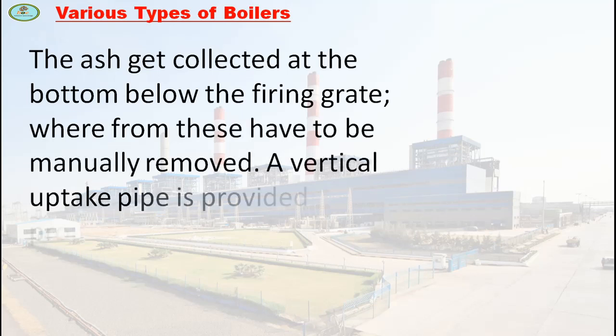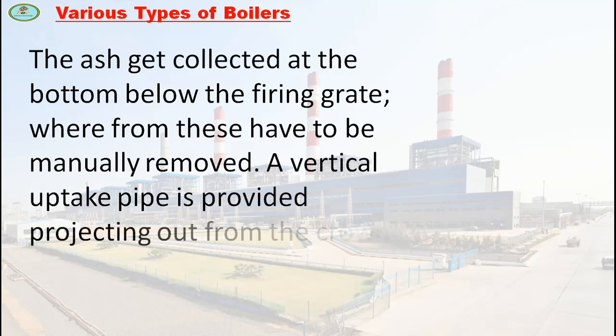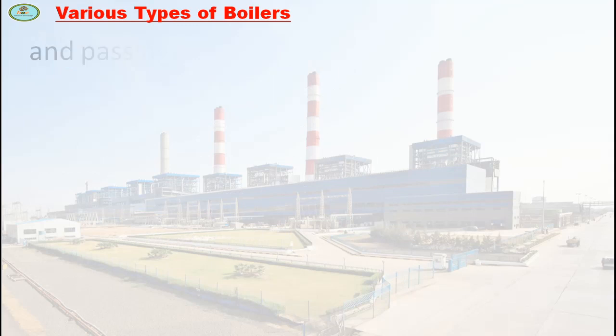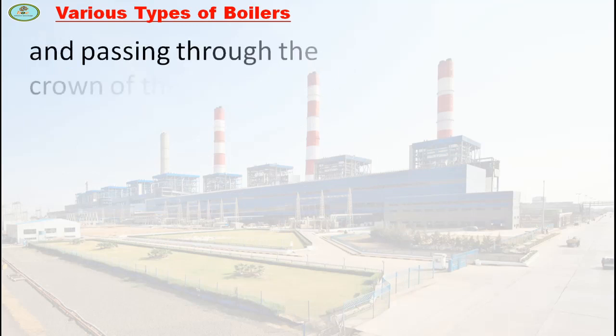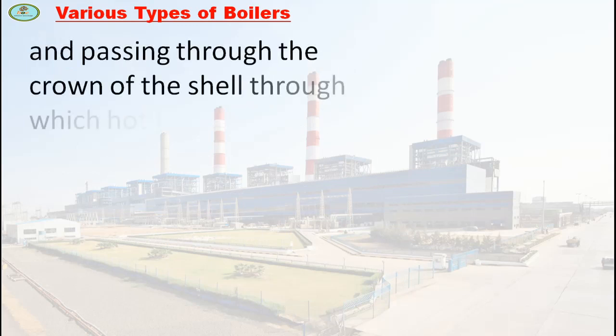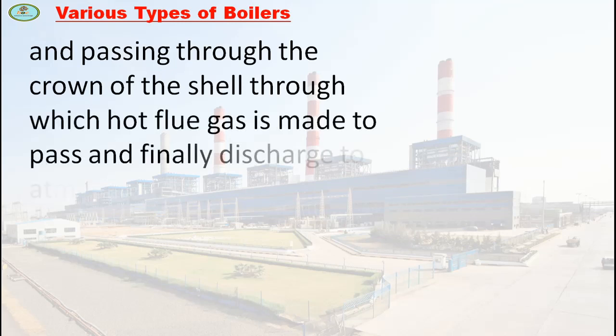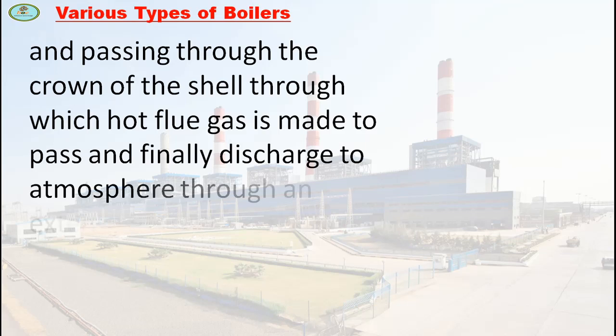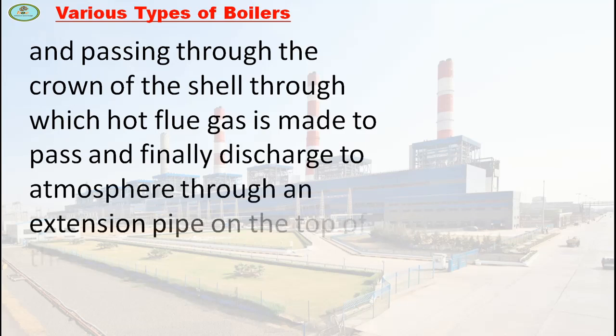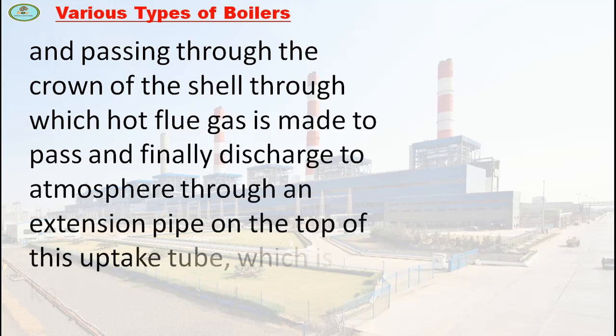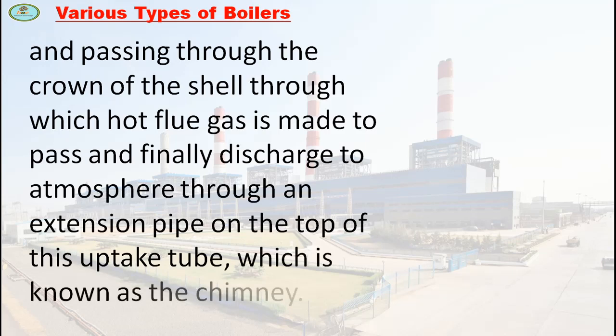A vertical uptake pipe is provided, projecting out from the crown of the firebox and passing through the crown of the shell, through which hot flue gas is made to pass and finally discharged to atmosphere through an extension pipe on the top of this uptake tube, which is known as the chimney.